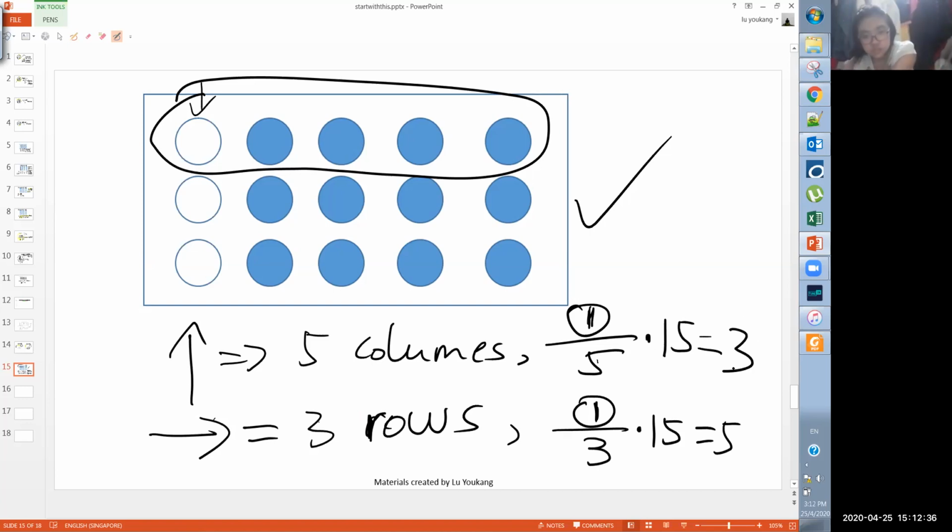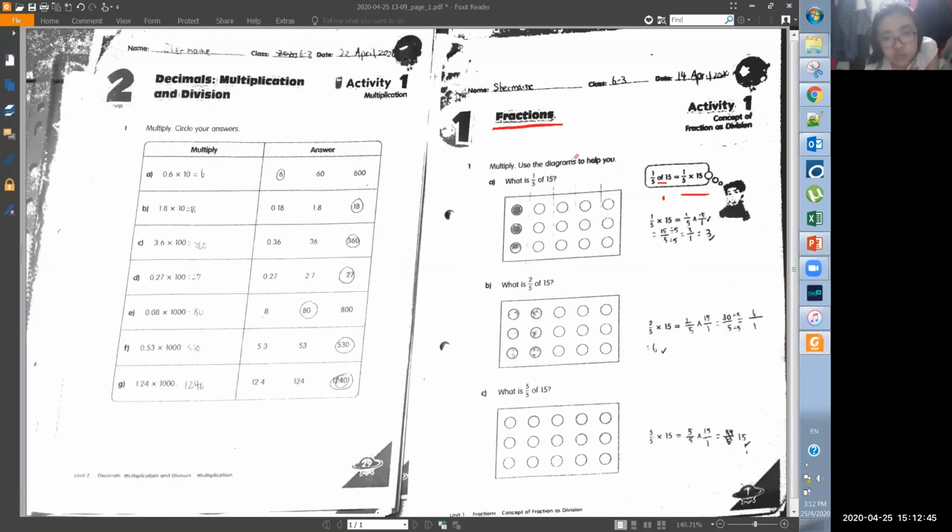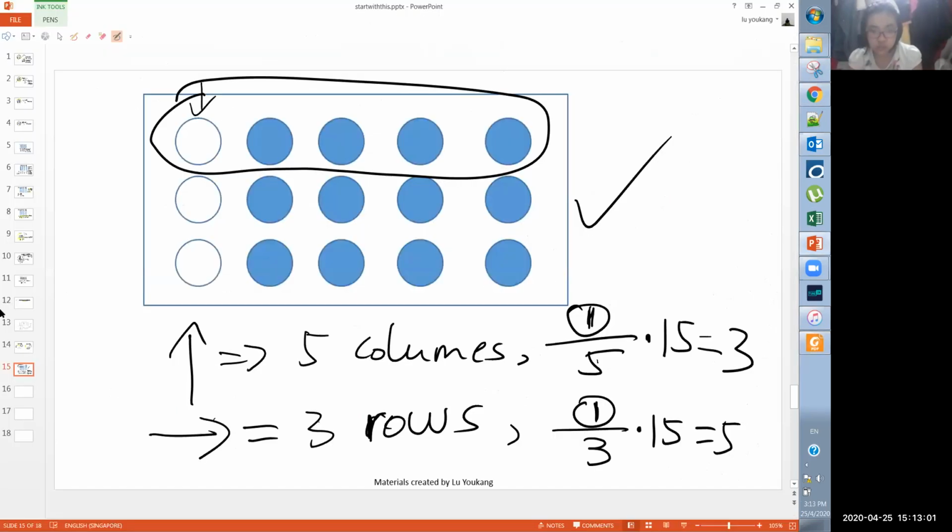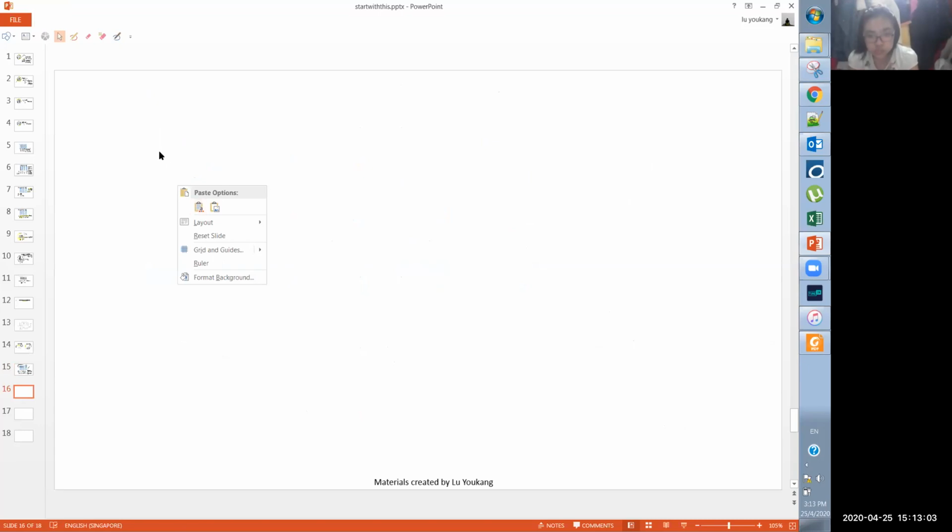Okay, so if you look at it from different directions, you get different numbers. That's what this fraction is all about. Okay, now let's move on to decimals, multiplication, and division. Okay, over here is all times and times. Okay, good. So let's go to decimal numbers.